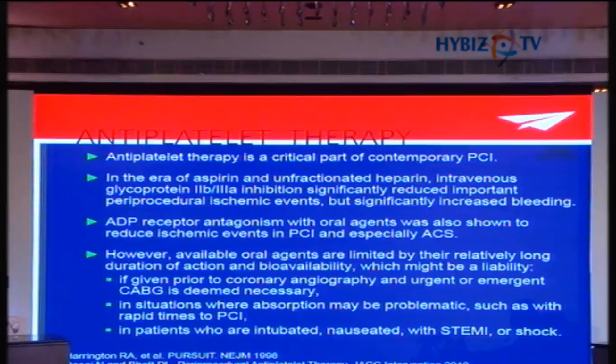However, the available oral agents are limited by their relatively long duration of action and bioavailability, which might be a liability. If given prior to coronary angiography and urgent emergent CABG is deemed necessary, the risk of CABG bleeding is more. In situations where absorption may be problematic, such as with rapid times to PCI, or in patients who are intubated, we need a rapid IV antiplatelet drug, that is Cangrelor.